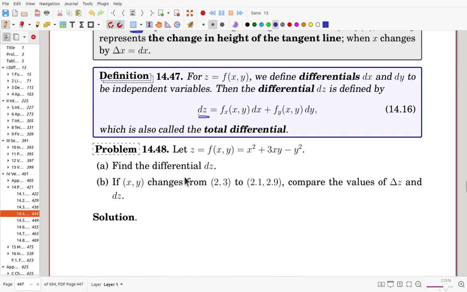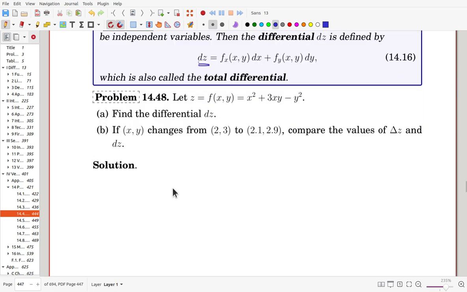Okay, let's try to solve this problem. Z equals f of x, y, which is x squared plus 3xy minus y squared. Find the total differential dz. Okay, let's do that. Part A: dz equals f sub x dx plus f sub y dy.